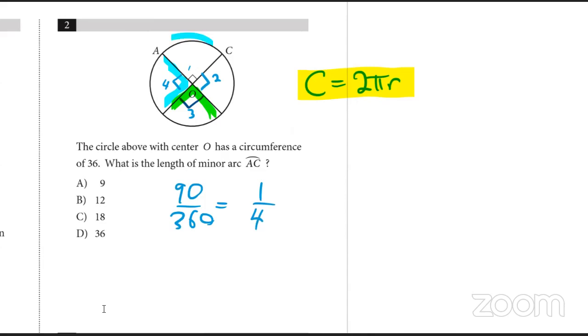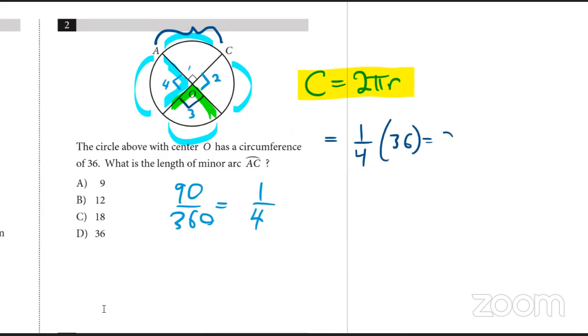So any of these arcs out here occupy 1/4 of the circumference of the circle. The one we're being asked about is AC, this one, and it's no different than the rest. So the length of arc AC is 1/4 of the circumference, which we already knew was 36, and that's going to be 9. So the answer to number 2 is going to be A.